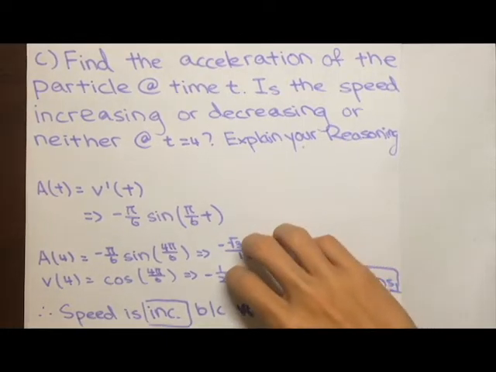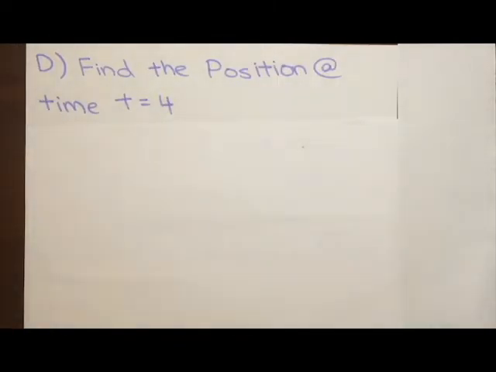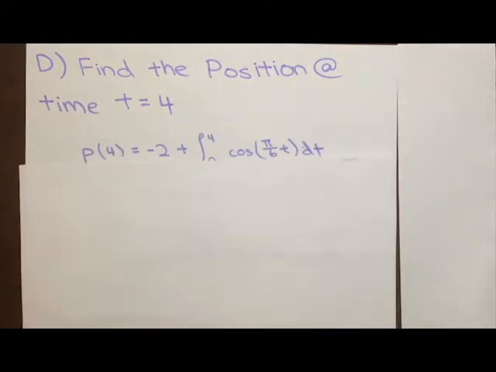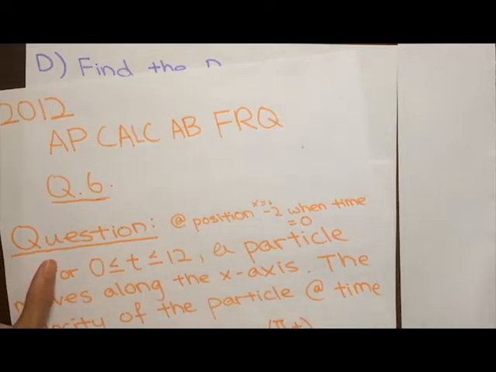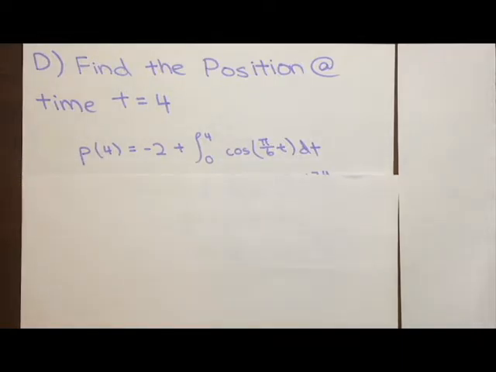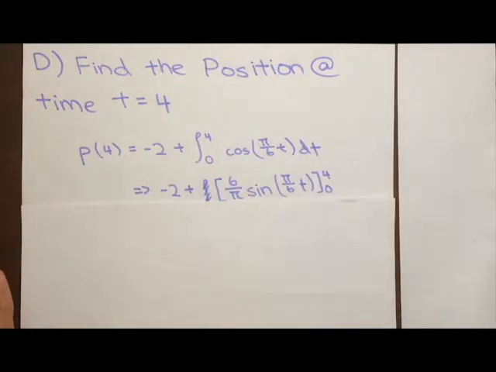So last but not least, we have part D of this question. Part D says to find the position at t equals 4. Basically, to find the position, we can just integrate the velocity and add negative 2 to the front, because it says that the position is at negative 2 when time equals 0. So with this, we can just integrate this, and we'll get negative 2 plus 6 over pi times sine of pi over 6t from 0 to 4.